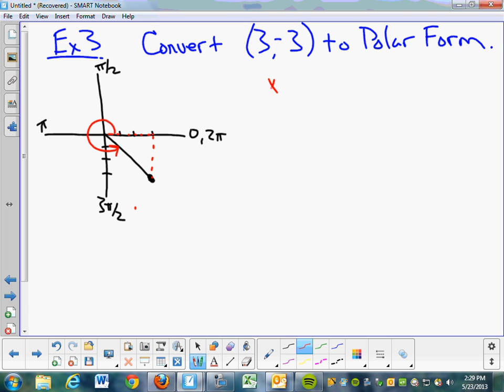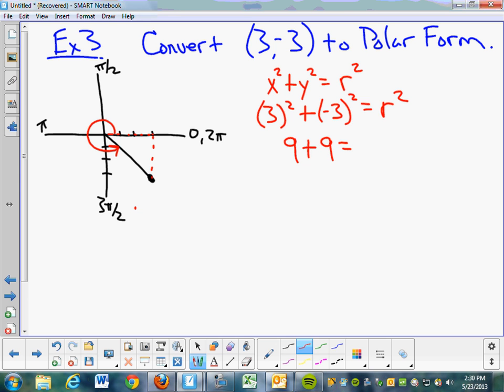I set this up. x squared plus y squared is equal to r squared. 3 squared plus negative 3 squared is equal to r squared, or 9 plus 9 is equal to r squared. 18 is r squared, so what's r? 3 roots of 2, very good. 3 roots of 2 is my radius.